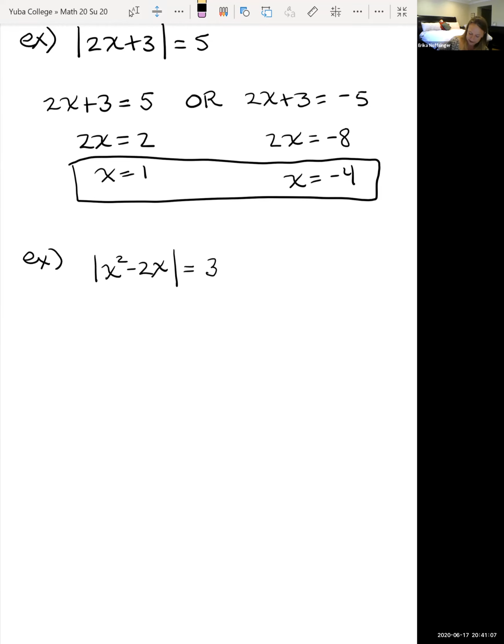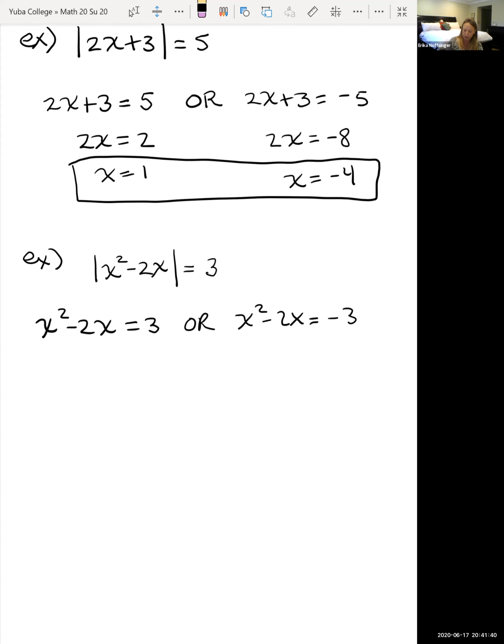In this case, both were already done for us, so I didn't have to worry about this. But right now, dropping the absolute value, I have x squared minus 2x is equal to positive 3, or it could be the case that x squared minus 2x is equal to negative 3. So you want to solve each equation. You should recognize it's quadratic, and in that case we need to get this set equal to 0.